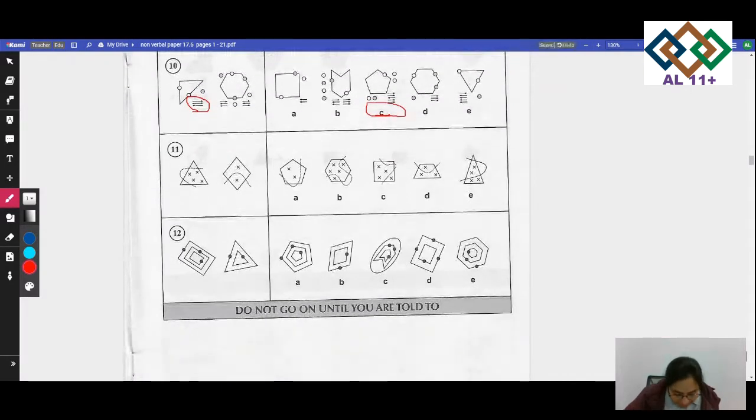Number 11 now. In number 11, all the shapes must have a dotted line. If you look at the line, the dotted line is crossing the shape like that. Can you see it? This is the dotted line here and a dotted line here. And for the next one we need a dotted line, and that would be C. See here, dotted line.